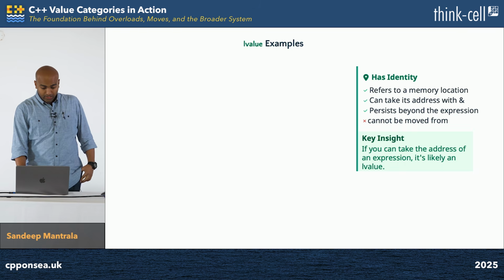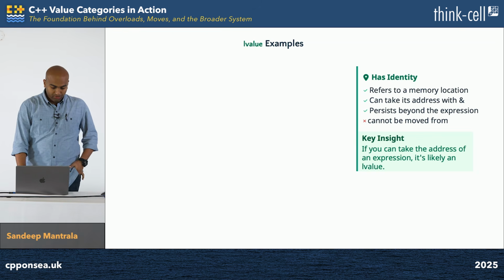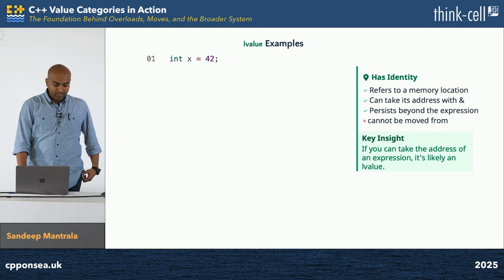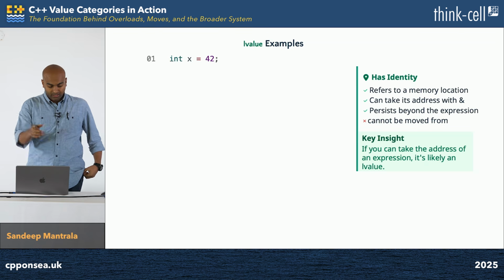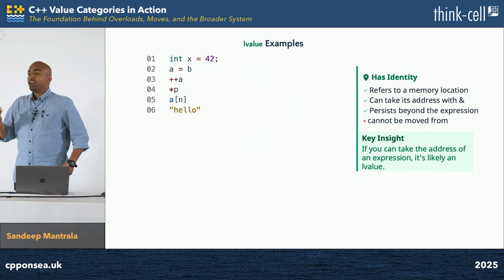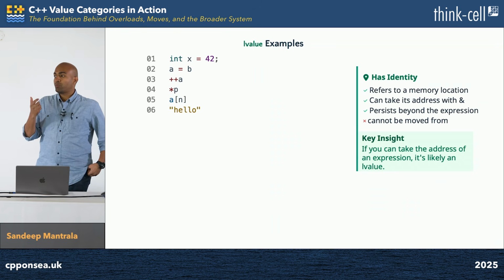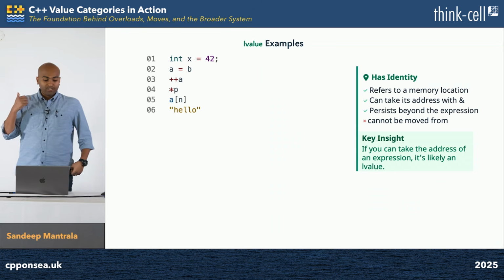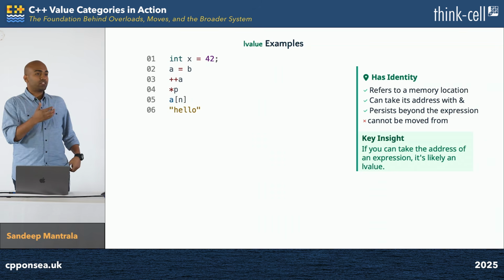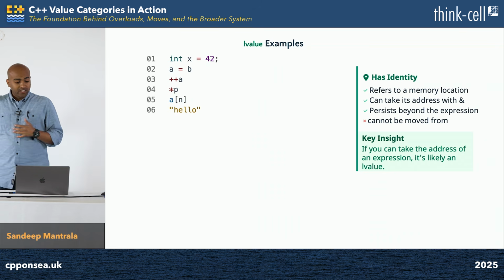So let's look at some examples, some of which are straightforward, some of which might pleasantly or unpleasantly surprise you a little. In this one, int x equals 42, x is an L value. So A equals B. L value is not just about objects or types or variables. We just talked about it in the beginning, right? A equals B is also an expression, and even this has a value category. So why is it an L value?